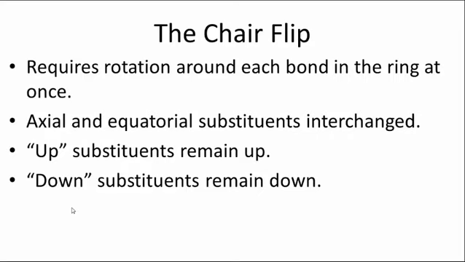All right, when you're drawing a chair flip, drawing a chair flip requires that you rotate around every bond in the ring at the same time. The axial substituents end up switching with the equatorial substituents. Everything that was pointed up remains pointed up after the chair flip, and everything that was pointed down remains pointed down. It's just the equatorial ones that were slightly angled up are now pointed straight up.